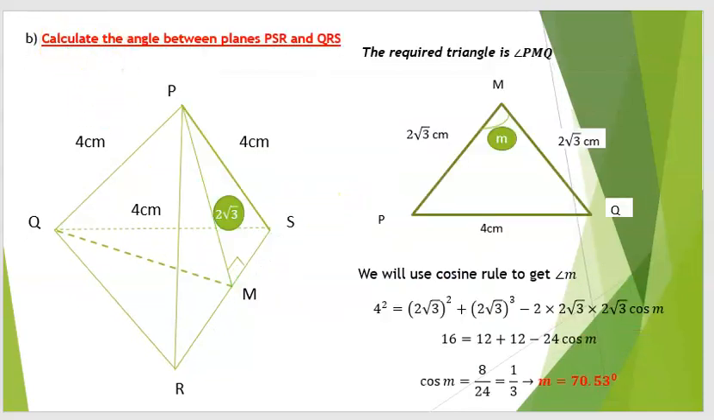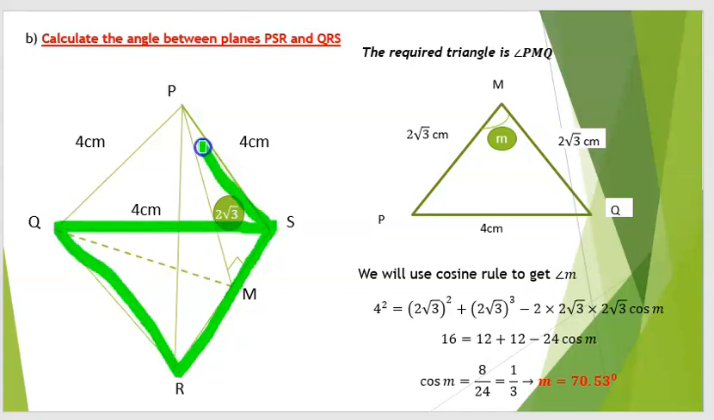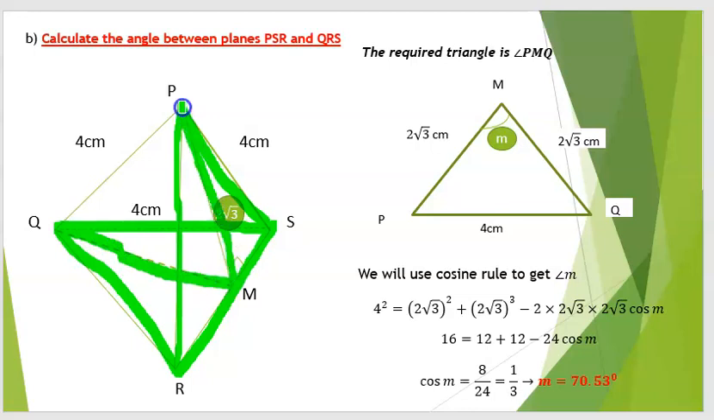Question B is asking that you calculate the angle between plane PSR and QRS. If you look at that, I can highlight it again. Look at this: the angle between this plane and this particular plane. So I'm taking a line on this plane and a line on this plane, and they are forming this triangle. In short, we need that particular angle.